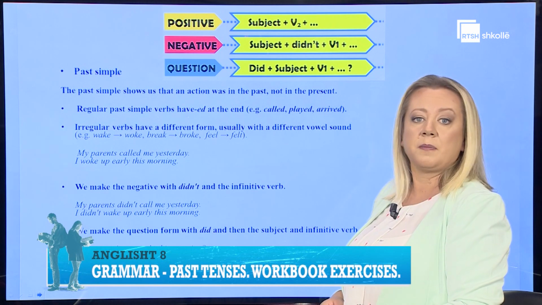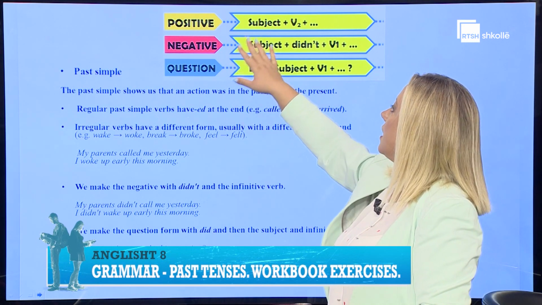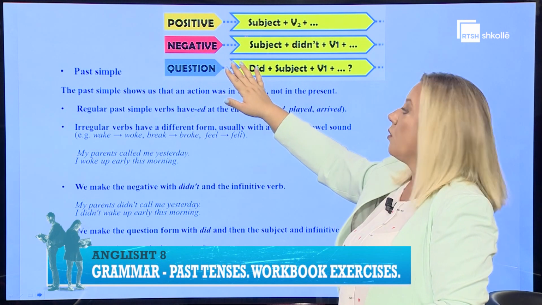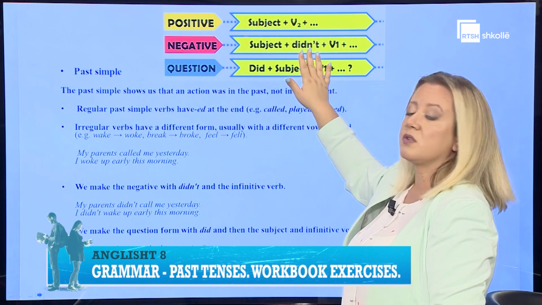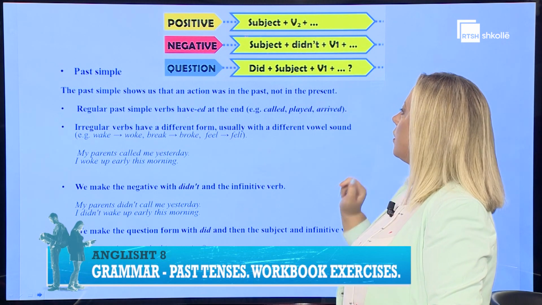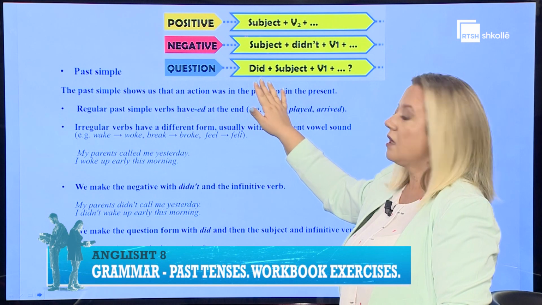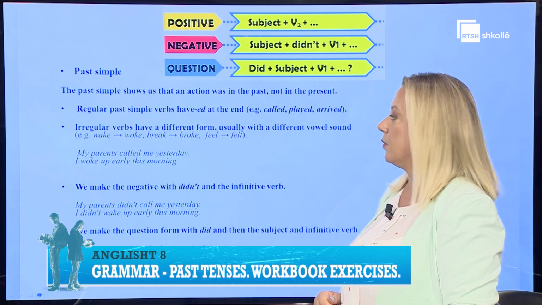How to form the past simple? In the positive, we have subject plus the verb. In the negative form, we have subject plus the auxiliary didn't, then the verb. And in the question, we put the auxiliary in the beginning, then the subject followed by the verb.